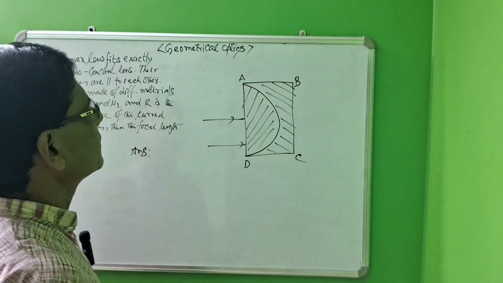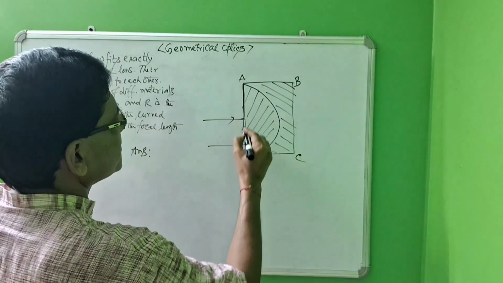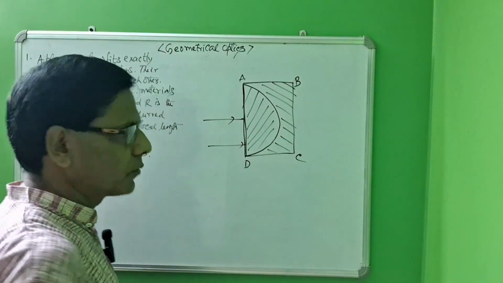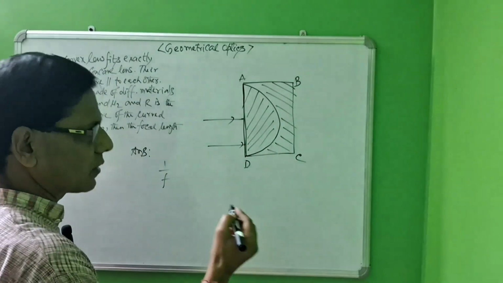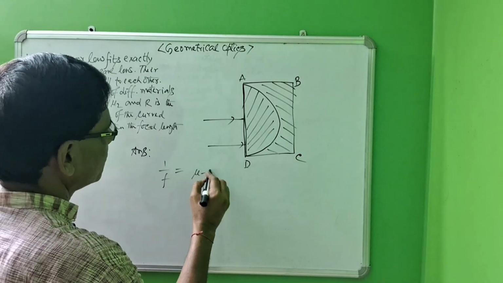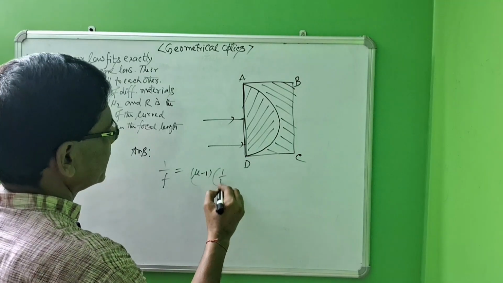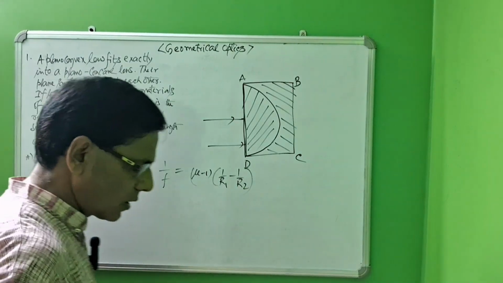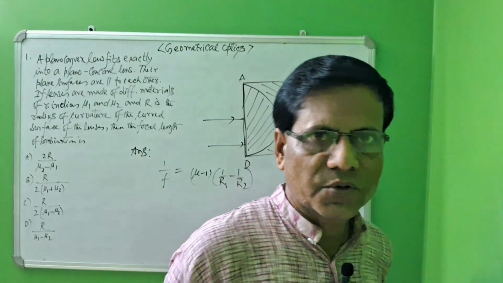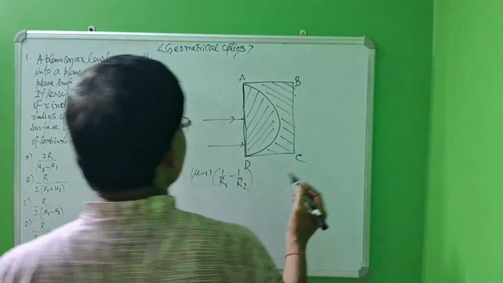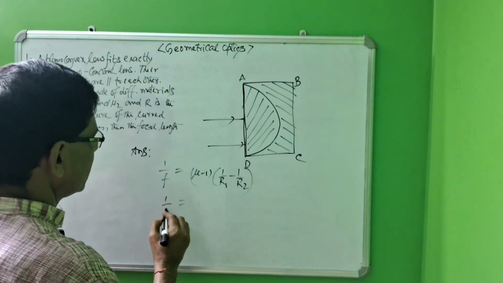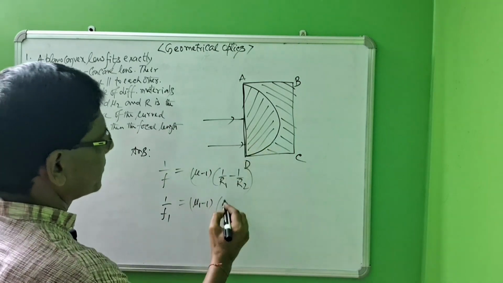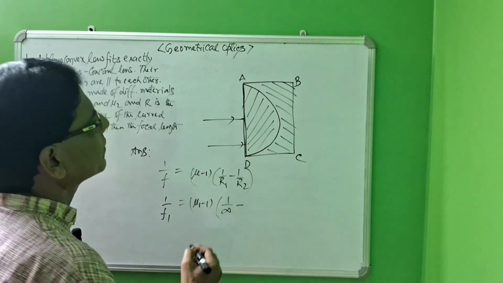Light ray, if it goes like this, first we see the light falls on the plane surface. So the radius of curvature of this plane surface is infinite, we know. So from the general formula we know, 1 by f equals to (mu minus 1) whole into (1 by r1 minus 1 by r2). This is the general formula where r1 and r2 are the radii of the two surfaces. So here apply that relation, we get 1 by f1 equals to (mu1 minus 1) whole into, it is the first surface, so this is infinity minus of.